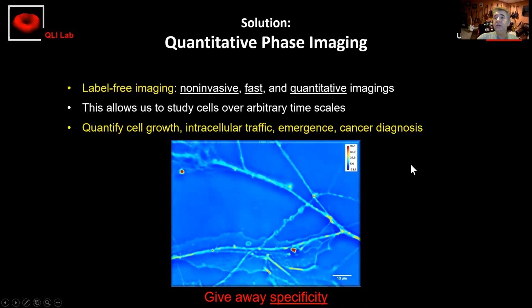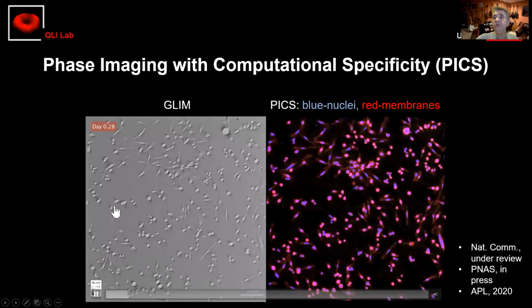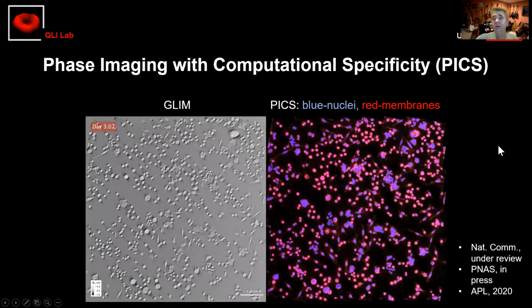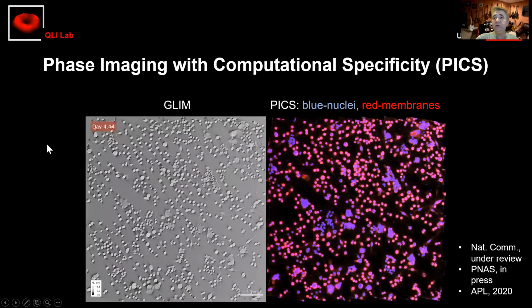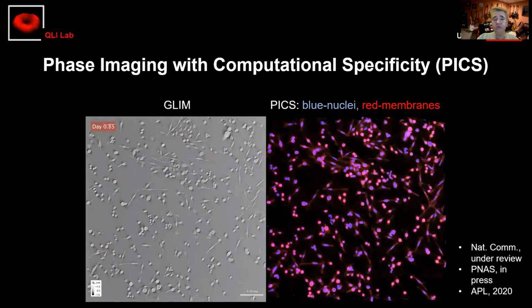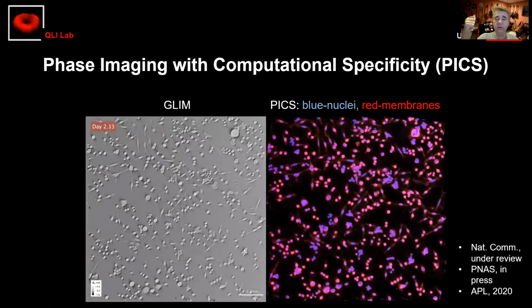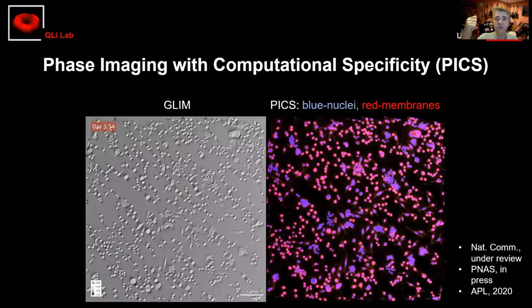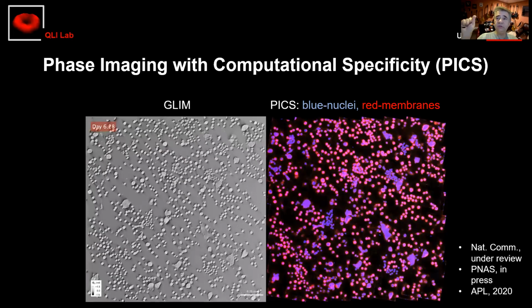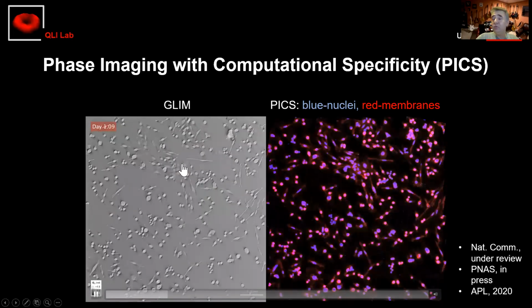But there is another way that is very exciting that I didn't have time to talk too much about, especially since this is in the context of Phi Optics. There's a way to get specificity through computation. So I'm just going to give you a glimpse of what we're talking about. Because we can do SLIM and GLIM and fluorescence on the same field of view, we can use the fluorescence as ground truth to train a neural network, train a computer to do machine learning and learn how to predict fluorescence from the morphology only. And we did that successfully.